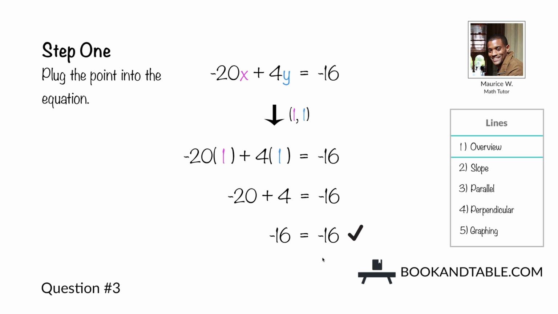Then the last question. Step 1, plug the point into the equation. Negative 20x plus 4y is equal to negative 16. Plug in 1 for x and 1 for y. You get negative 20 times 1 is negative 20. 4 times 1 is 4. Negative 20 plus 4 is negative 16. Since the left side equals the right side, that confirms that 1, 1 does exist on this line. Negative 20x plus 4y is equal to negative 16.